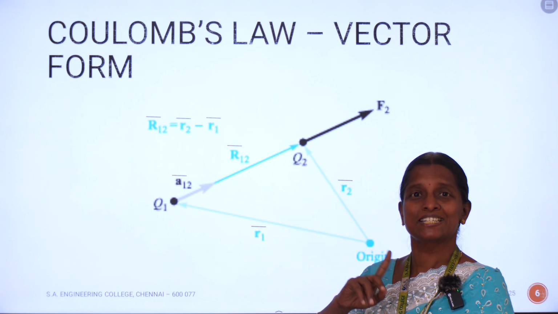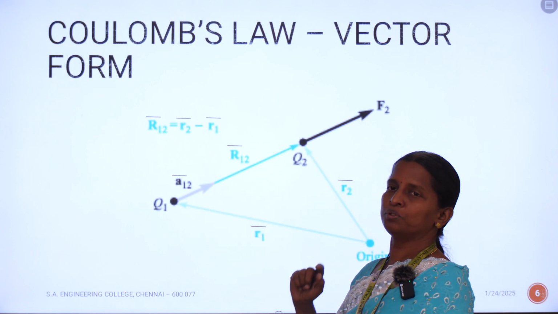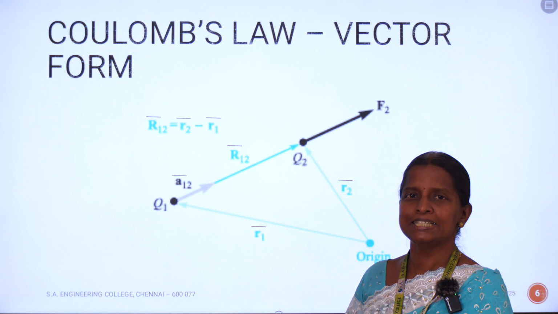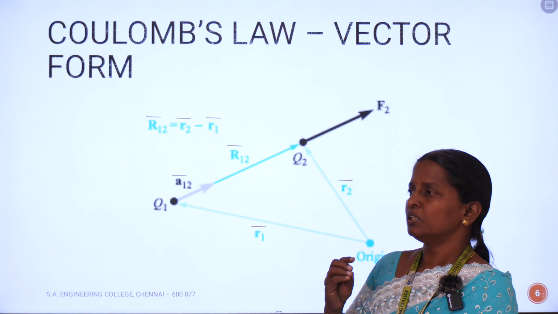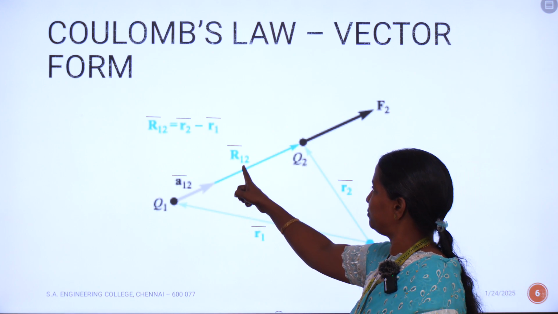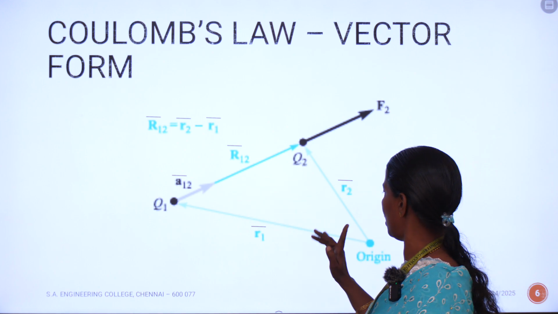But I don't know the distance between the Q1 and Q2. So how to find this out? Using the triangular law of addition. My ultimate aim is to find the R12. How to find the R12?